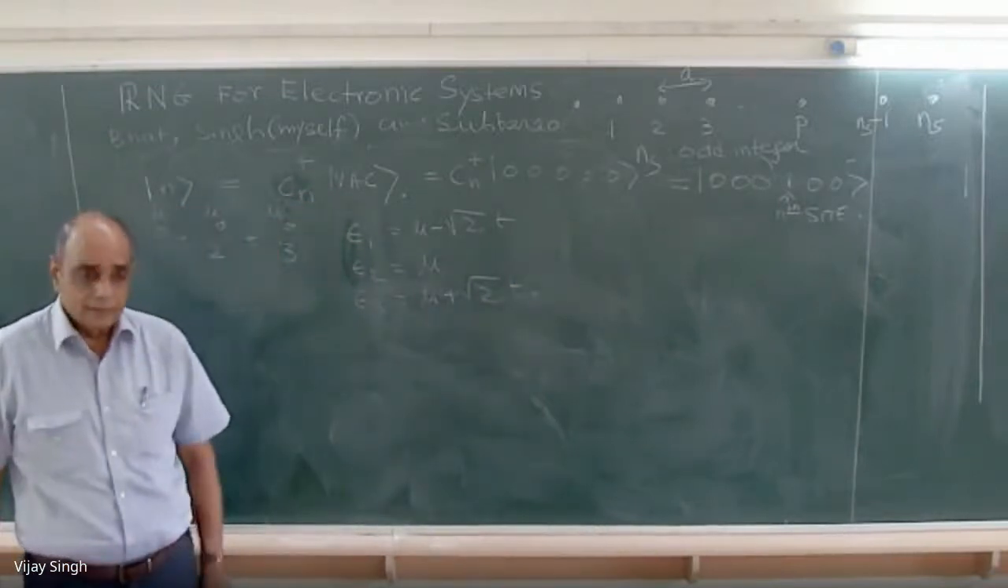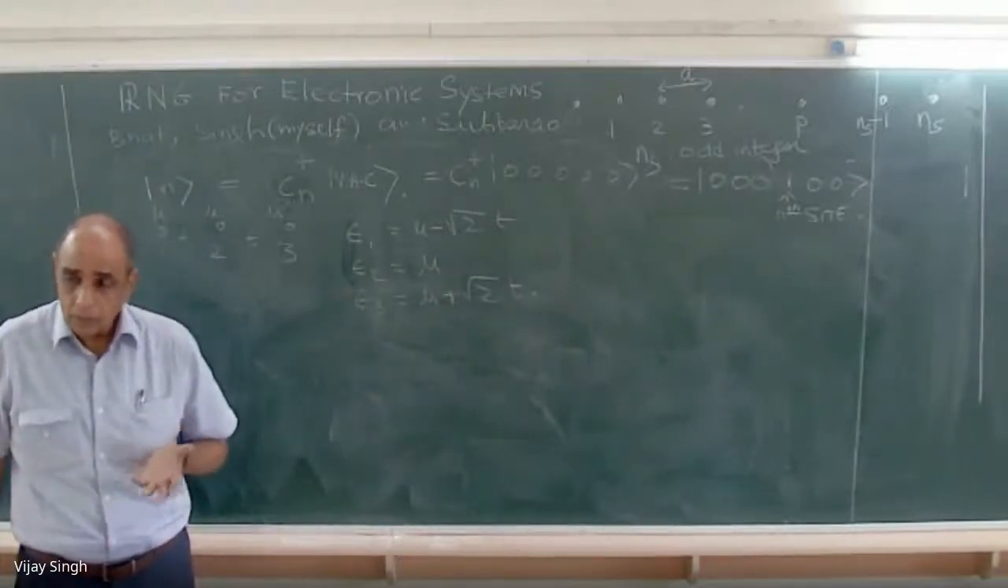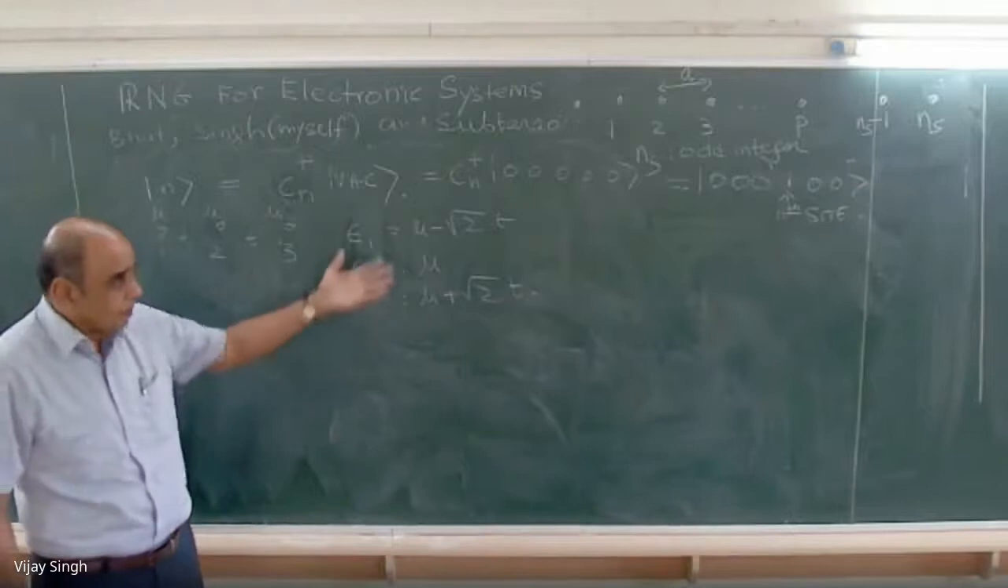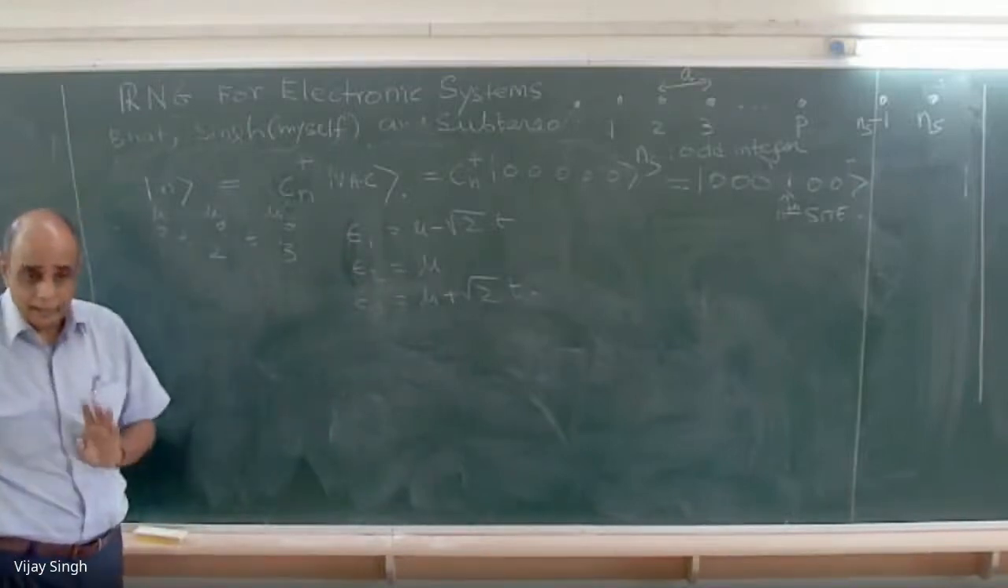This is what you want me to show you, or you think you can do it? I think you can do this 3 by 3 diagonalization by taking a 3 by 3 matrix and diagonalizing it.